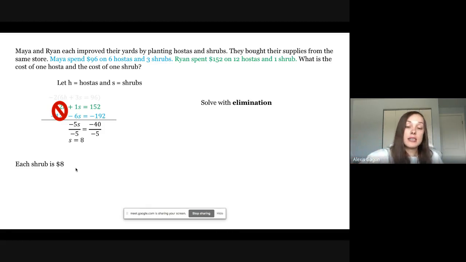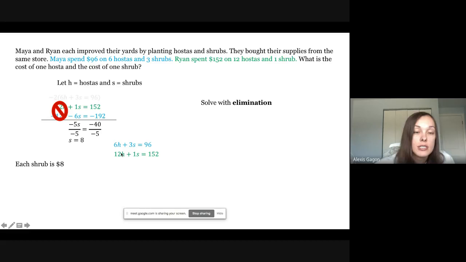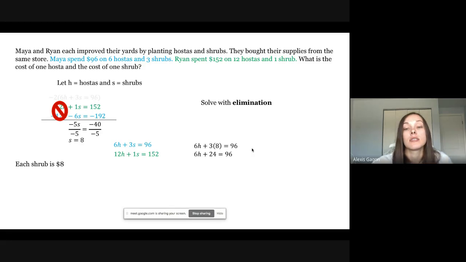And then just like we did in the other one, go back to our original equations. We're going to plug this 8 in for the S, and it doesn't matter which one I use. So I just use the top equation. You could use the green one. But we have 6H plus 3 times 8 equals 96, which is 6H plus 24 equals 96. Subtract that 24, and you get 6H equals 72. So divide by 6, H equals 12. So a hosta, whatever a hosta is, I'm not sure, is $12.